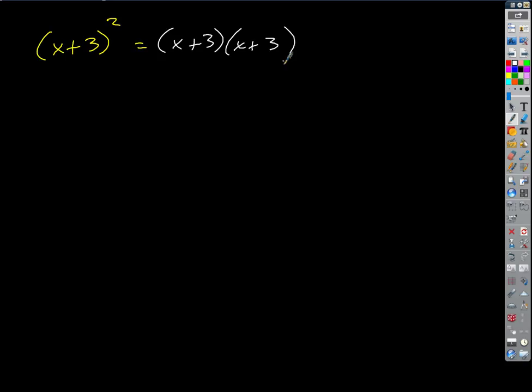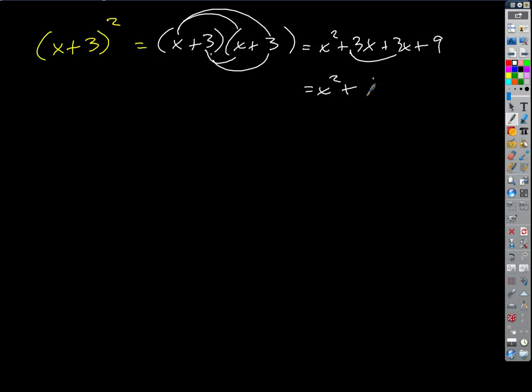We could distribute the x, and what's that going to give us? x squared plus 3x the first time, right? Then I'll distribute the 3, and I'm going to get what? And so those combine into a 6x, don't they, right? So we end up with x squared plus 6x plus 9. That's not hard to do, okay?